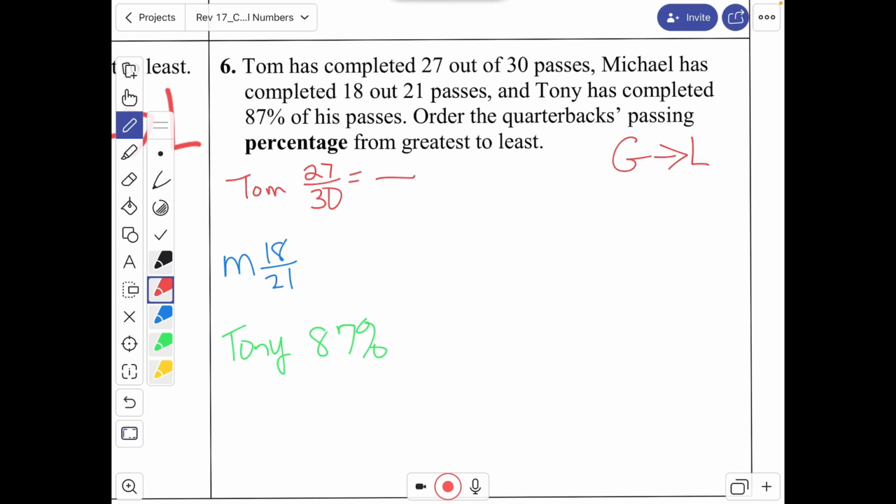Let's try simplifying Tom and see if it comes out to one of those that we were supposed to memorize. What can I simplify 27 and 30 by? They both divide by 3. So 27 divided by 3 makes 9, and 30 divided by 3 makes 10. And 9/10 would be 0.9. If I move the decimal 2 spaces, that's 90%.